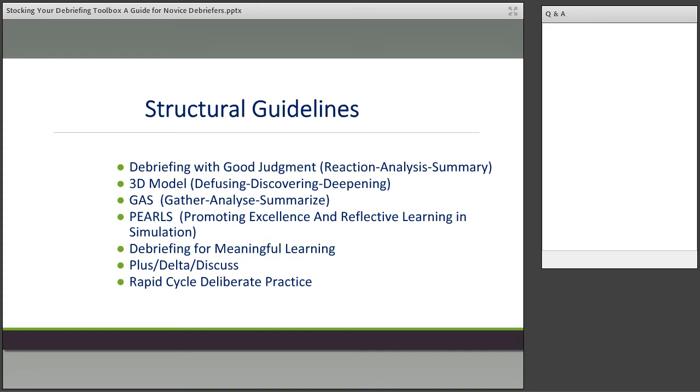So, debriefing with good judgment. That came from the team at the Center for Medical Simulation at Harvard, so Jenny Rudolph, Dan Raemer, and that crew.